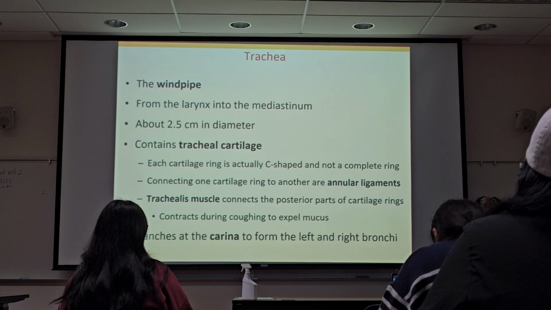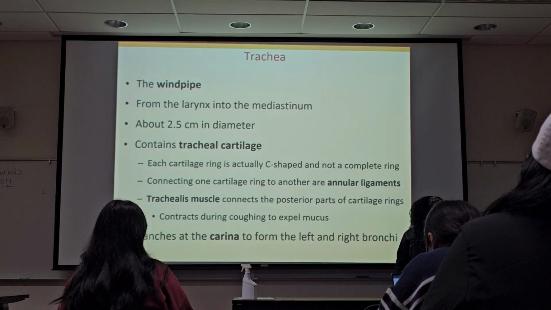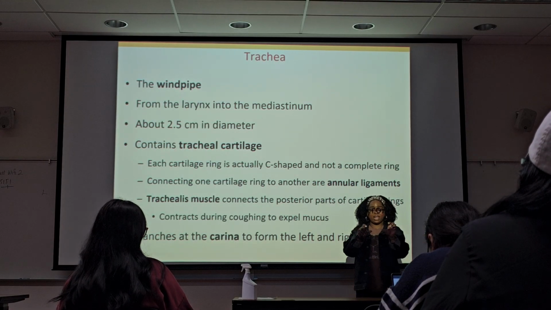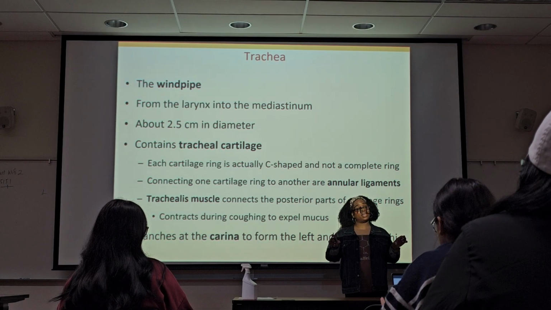The trachea would then branch, and the place where it branches is called the carina. And at that tracheal carina, we will branch into the left and right bronchi. Now we're gonna head into the lungs.